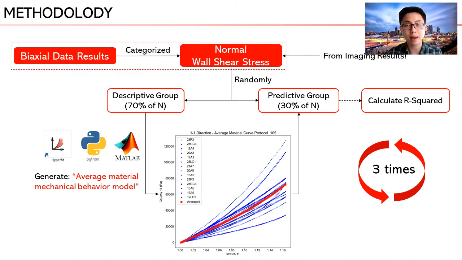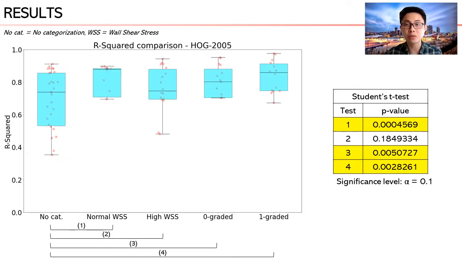After that, certain samples are selected based on either normal or high wall stress, or elastin fragmentation graded 0 and 1, to generate the average material curve. We're interested to see whether grouping samples, rather than compiling all of the data, can actually help to improve the predictability of the average material mechanical behavior model. And the result is actually this.